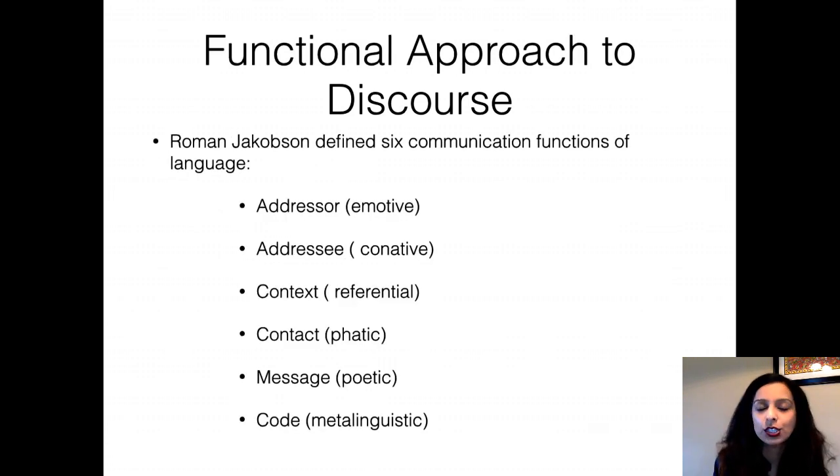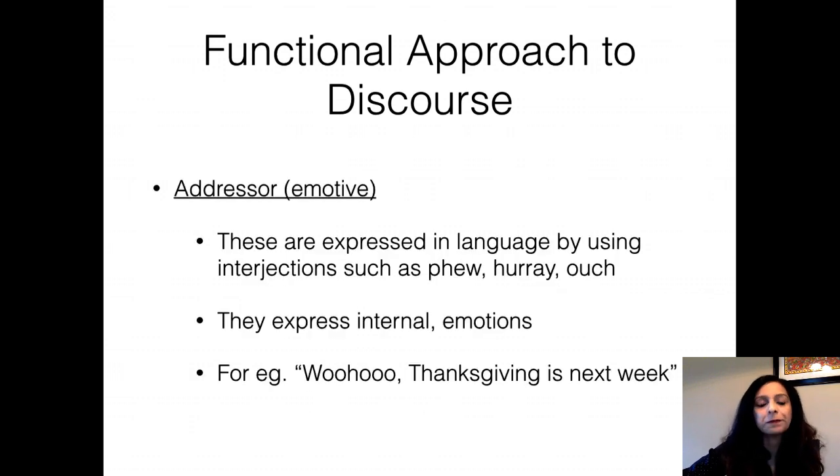The functional approach to discourse was given by a philosopher and linguist called Roman Jakobson, who's Russian, and he defined the functional approach to discourse as the 6 communicative functions of language. And these are the addressor function or the emotive function, the addressee function or the conative function, the context function or the referential function, the contact function or the phatic function, the message function or the poetic function, and the code, which is the metalinguistic. And I'm going to take each of these and explain to you what these mean.